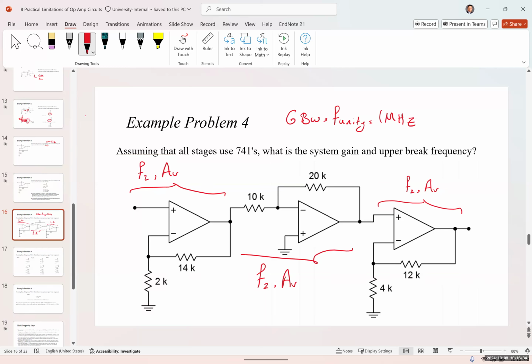So we are now left with 3 stages. One stage has an upper cutoff frequency of 125, one has 333, and one has 250 kilohertz. What is the upper cutoff frequency of the total system? No, that's not how it works for cutoff frequency. Cutoff frequency is limited by the stage that has the lowest cutoff frequency, because that is the limiting factor, okay?